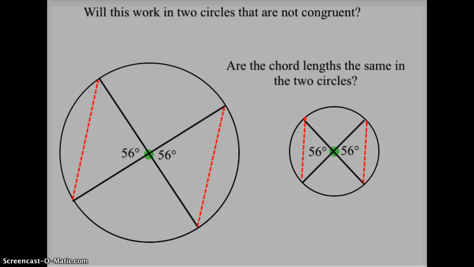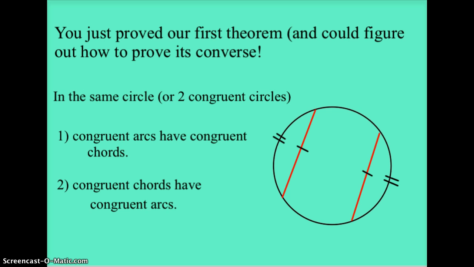Will this work in two circles that are not congruent? Are the chord lengths the same in the two circles? No. So you need to know that the circles need to be in the same circle or in two congruent circles. This is our first theorem, and I know you can figure out how to prove its converse. In the same circle or in two congruent circles, congruent arcs make congruent chords. Congruent chords have congruent arcs.